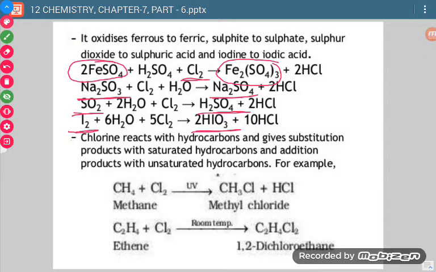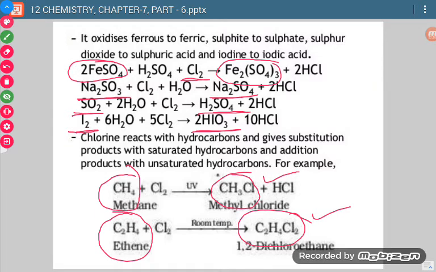Now chlorine reacts with hydrocarbons and gives substitution products with saturated hydrocarbons and addition products with unsaturated hydrocarbons. For example, see, this is a saturated hydrocarbon and this is an unsaturated hydrocarbon. With the saturated hydrocarbon it has formed CH3Cl, and with the unsaturated hydrocarbon it has formed a dihalide. So here it forms a monohalide and here it forms a dihalide.